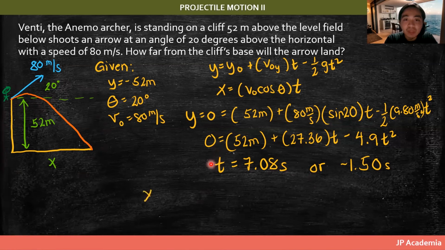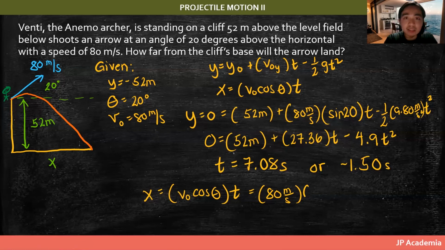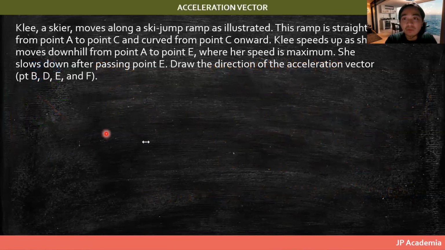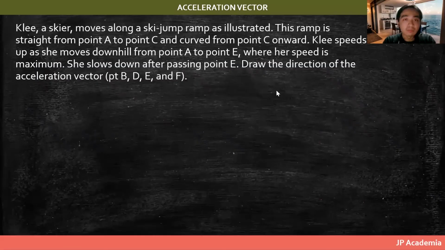seconds. Okay? And using that time, substitute lang natin yan sa formula for x to get that x na ma-reach no arrow niya pagka-land. And therefore, we know, of course, your v naught, your cosine theta, you will get 532 meters. Okay, so now punta tayo sa acceleration vector problem.